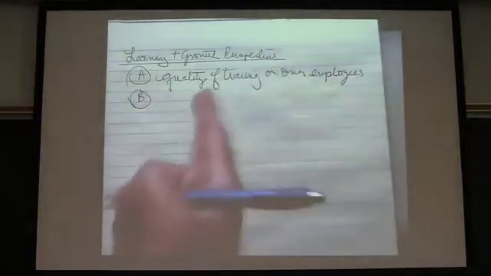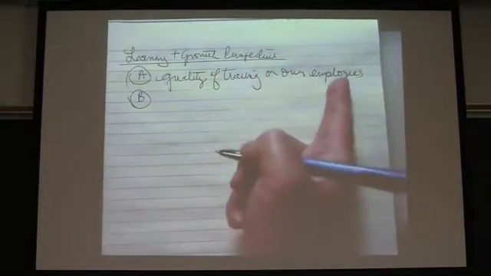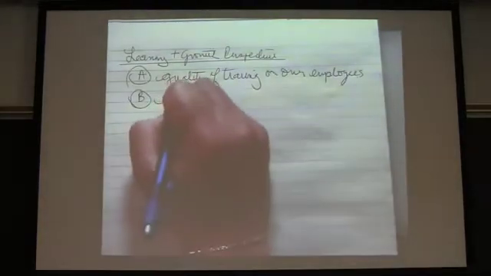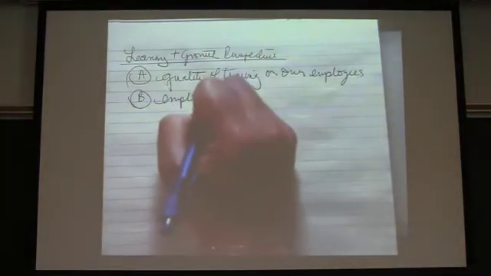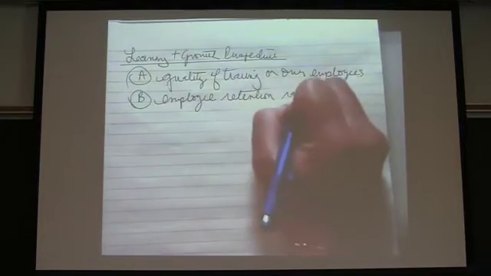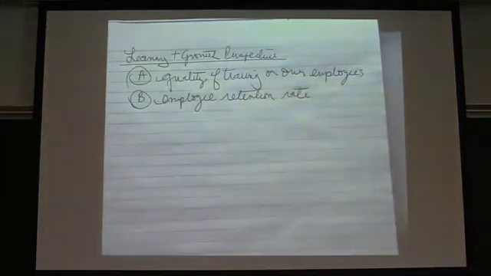Now, are we training a lot of employees? Is it because people are leaving? So maybe we need to look at the employee retention rate. Retention means, are they leaving? Are they taking what we teach them and what they learn, and have they moved on to different competitors perhaps?